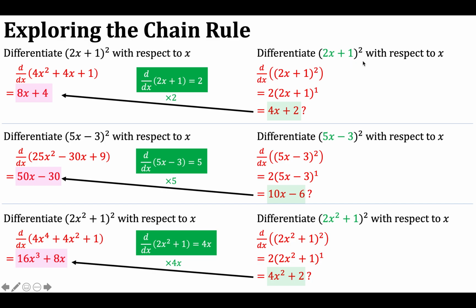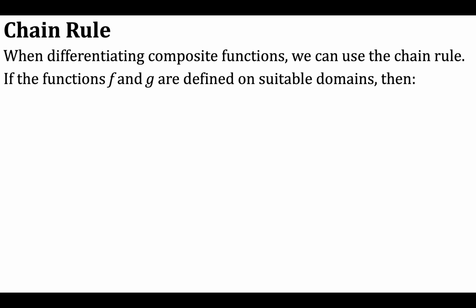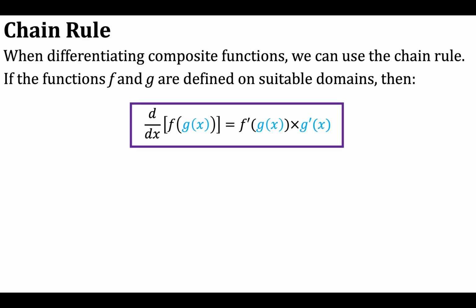So we're able to differentiate brackets using the normal rules, but we then have to multiply by the derivative of what's inside the bracket. And actually what we're doing here is using the chain rule. So when differentiating composite functions, we can use the chain rule, as we've seen. If the functions f and g are defined on suitable domains, then the derivative of f of g of x is equal to the derivative of f of g of x multiplied by the derivative of g of x. So let's have a look at some more examples to see how this might work.